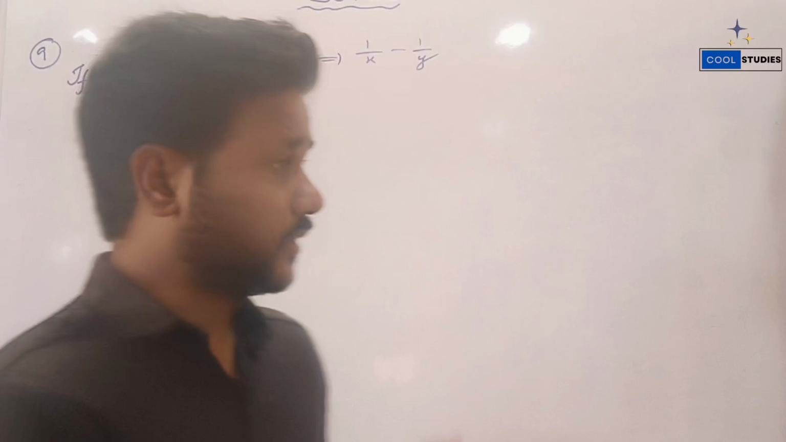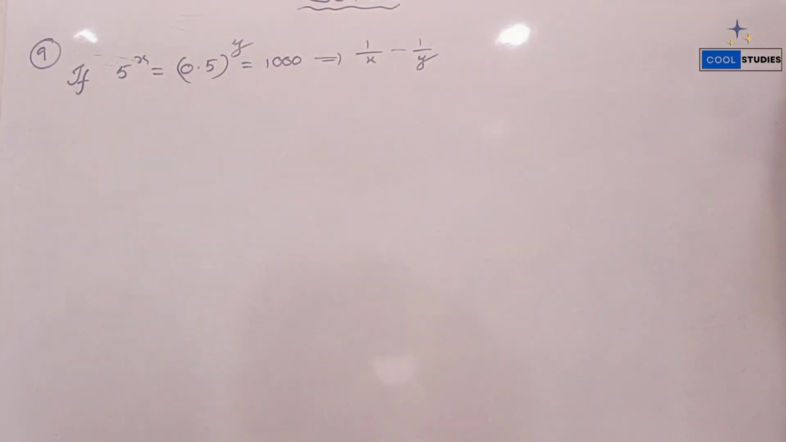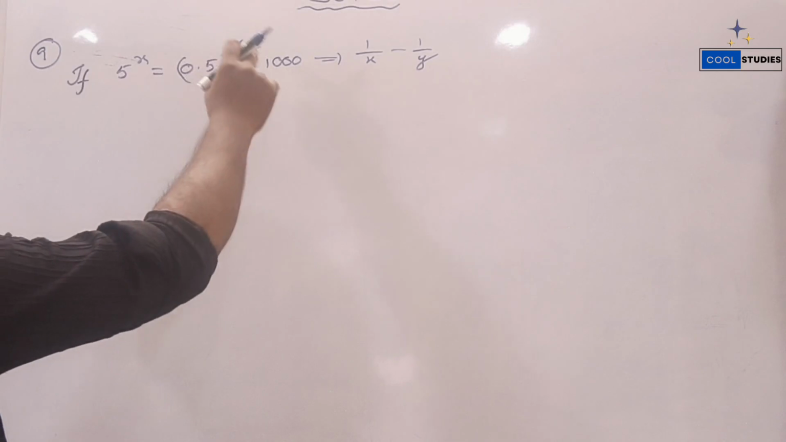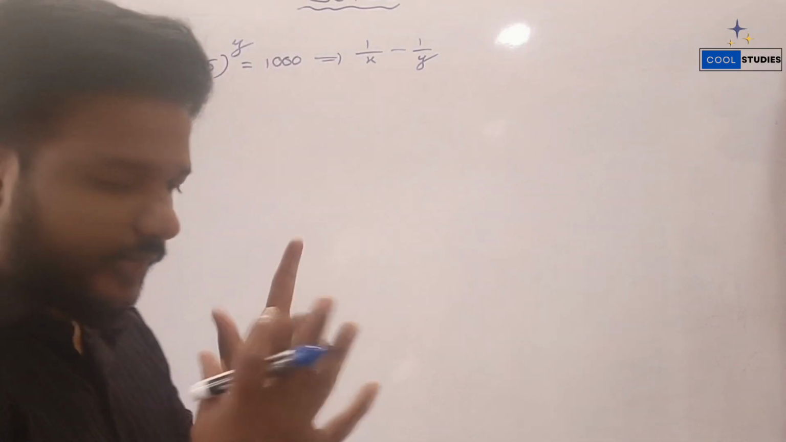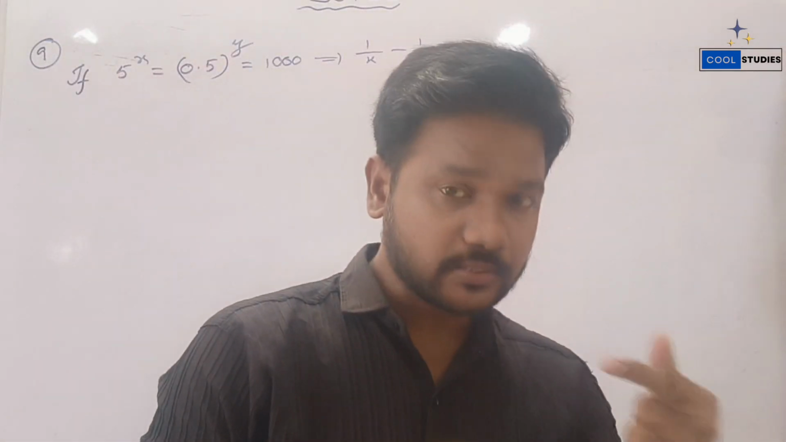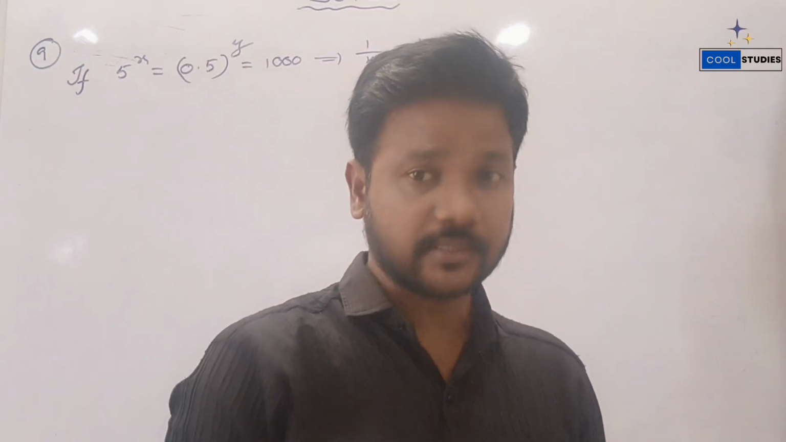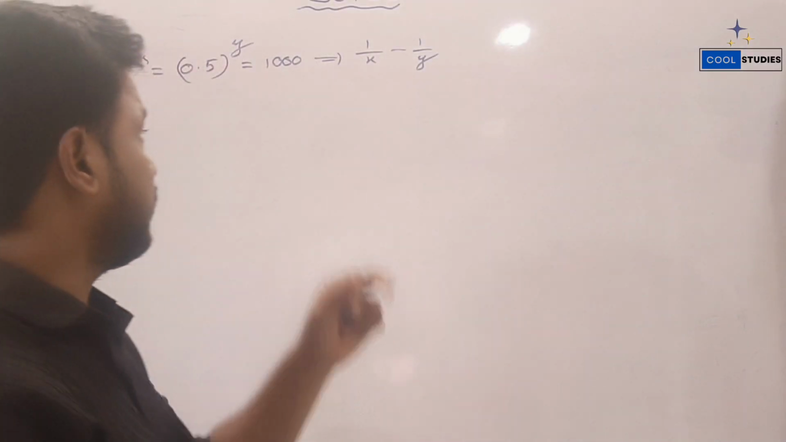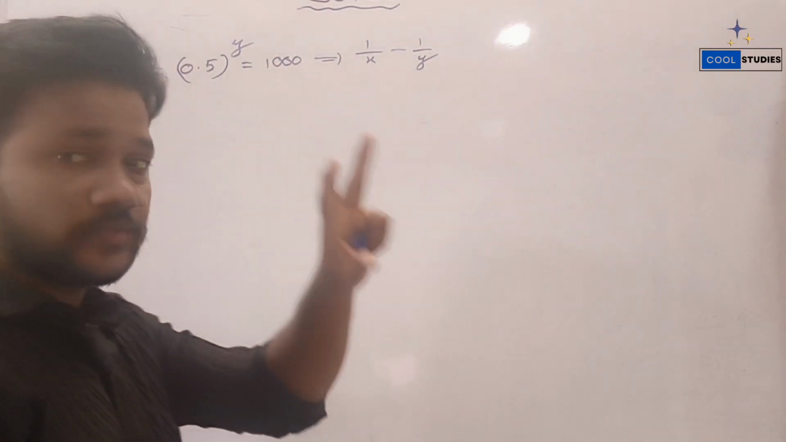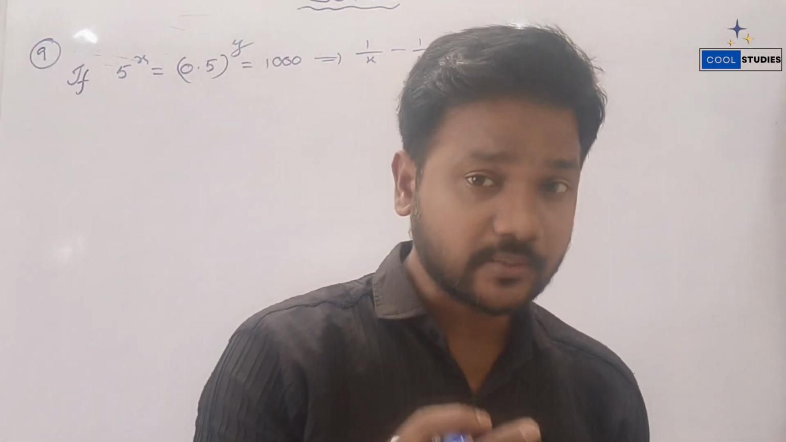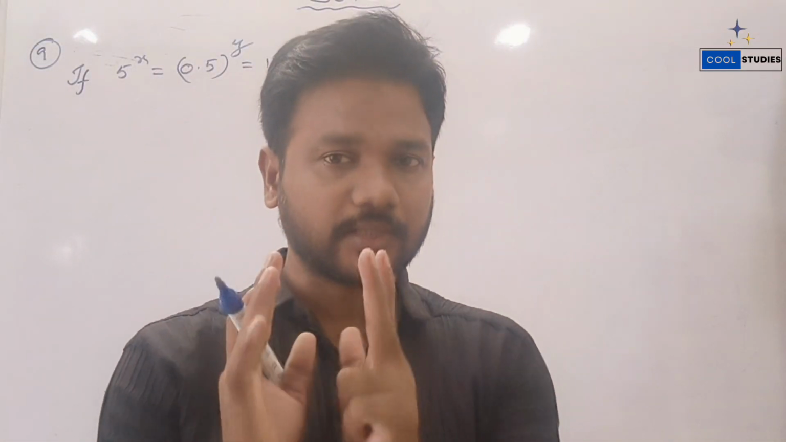Let us discuss the next problem. If 5 power x is equal to 0.5 whole power y is equal to 1000, then we have to find 1 by x minus 1 by y. So the question here gives 5 power x is equal to 0.5 whole power y is equal to 1000, and asks for the value of 1 by x minus 1 by y.